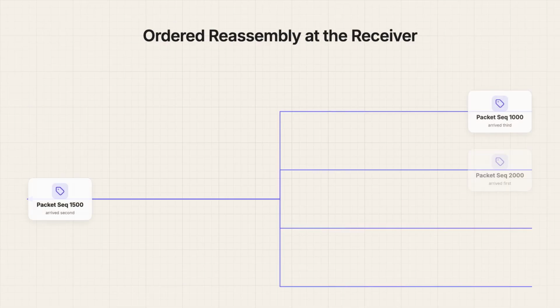Packets can arrive out of order because routers forward them independently. The receiver holds out-of-order packets in a buffer and waits for the missing sequence numbers to fill in. Once a contiguous block is complete, TCP passes those bytes in the correct original order up to the application. From the app's point of view, data always arrives in sequence.